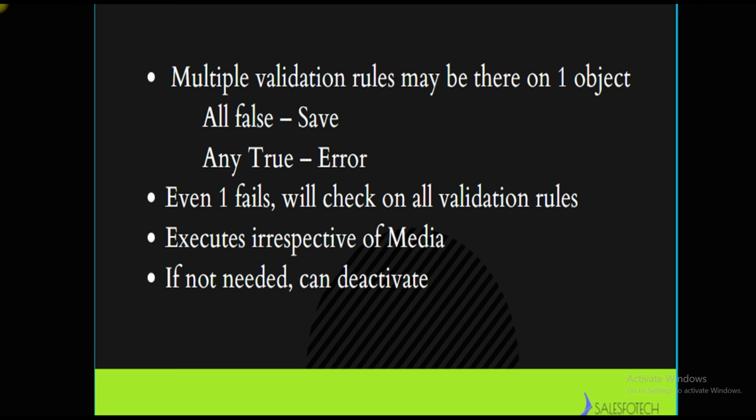That's it. As a result, what we can mention related to validation rules is mainly four things. Multiple validation rules can be used under one object. Whenever all the validation rules evaluate to false, then the record will get saved. If any of them is true, then the record will not get updated or saved because there is an error. Even if one fails, we check all validation rules one by one. Validation rules get executed irrespective of the medium.